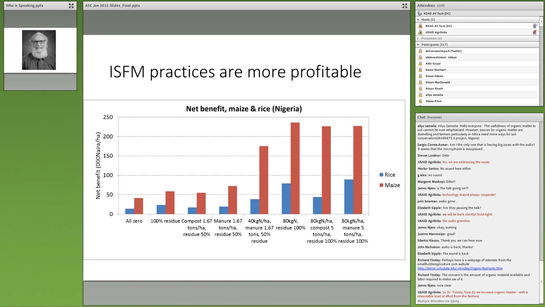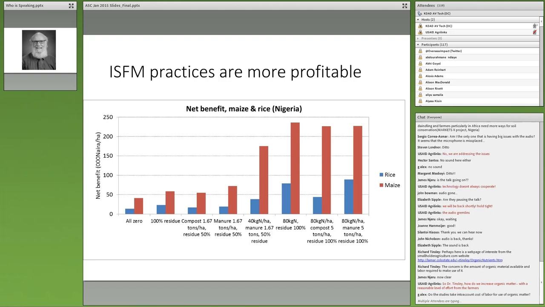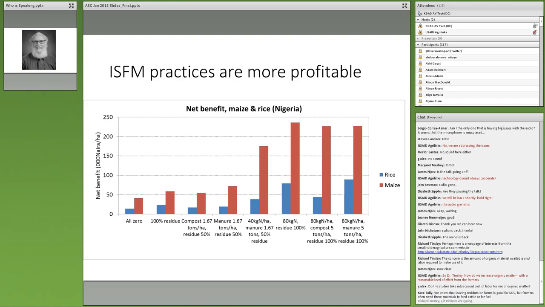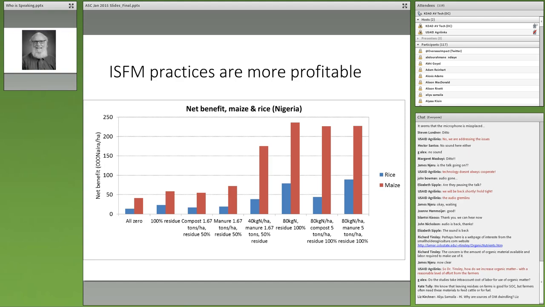This is all zero. They are not applying manure. They are not applying the organic input, anything, nothing. And then you retain 100% of the crop residues, and you continue all the way to the right. You see the profit for both rice and maize is increasing as you move from left to right. Again, this was done only for Nigeria. And it is only telling us that ISFM is more profitable than the land degrading management practices.